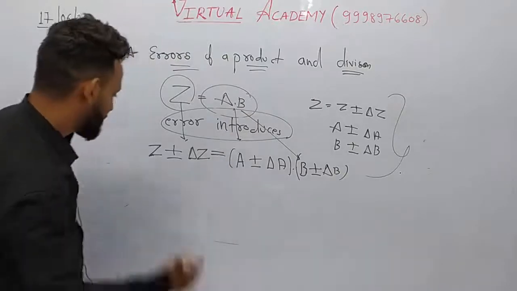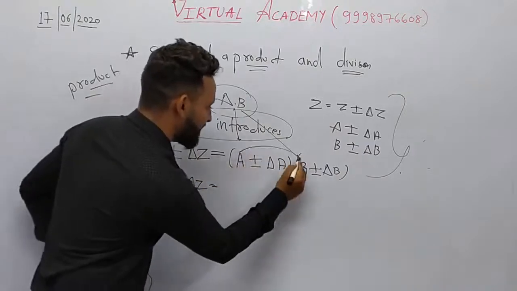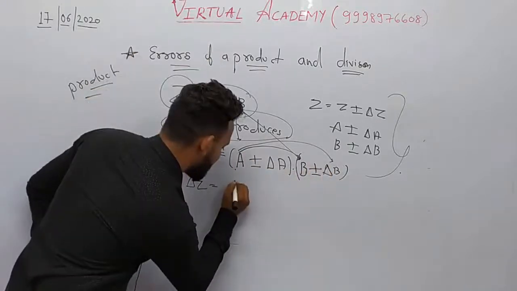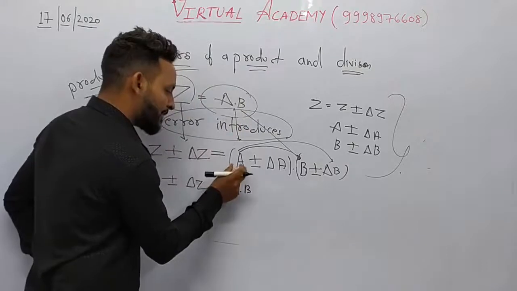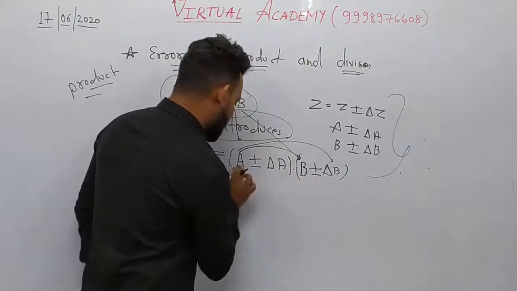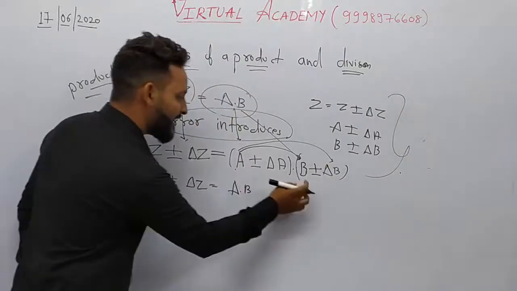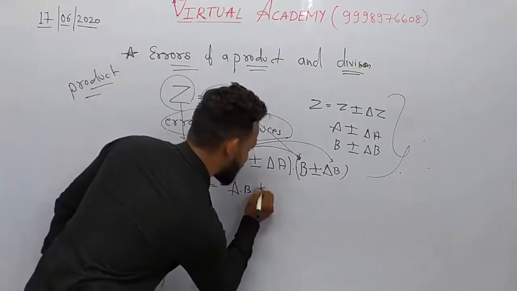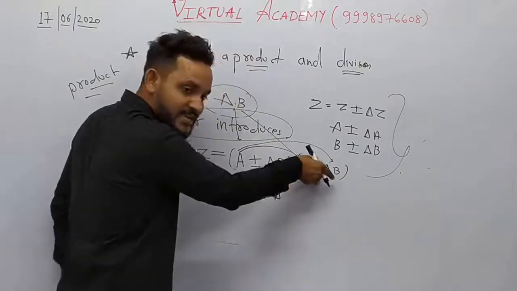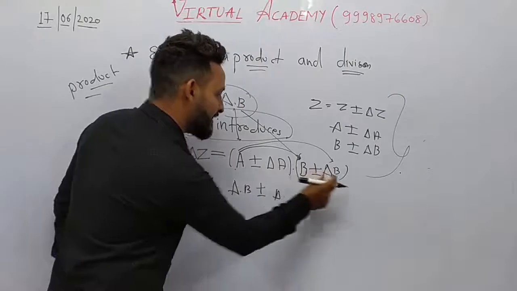Now I am simplifying it. Z plus minus delta Z equals, now we have to multiply A with this, and again multiply this and this. So A and B is A dot B. Now multiplying A, we have to multiply A with B, and again A with plus minus delta B. So the first term is A and B. Now again A is multiplying with delta B, so the sign is plus minus, because there is a plus and minus symbol. Now A into delta B.